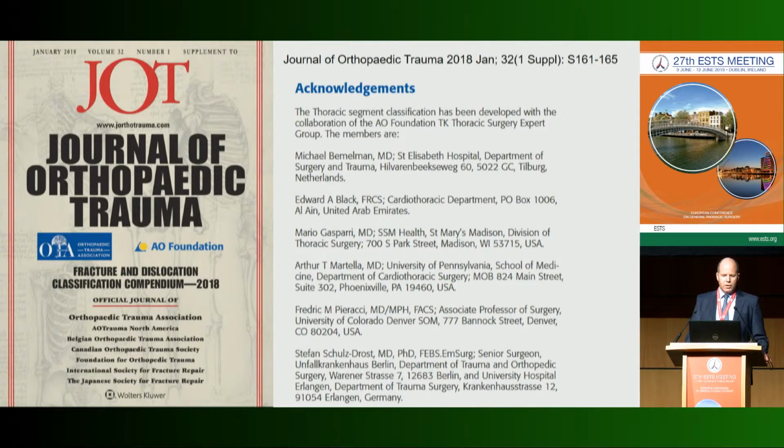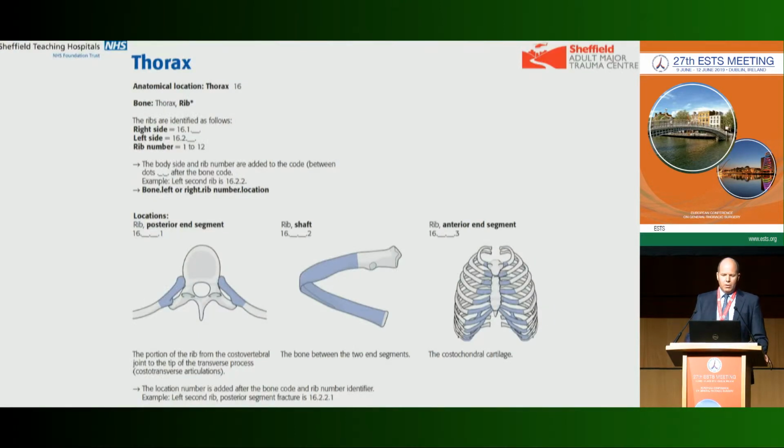So in January last year, you can see the authors for the thoracic elements on the right side of the screen here. This was a publication of some nearly 200 pages covering every fracture of every bone that could be classified in the body. You can see here how the working group looked at the posterior end different to the shaft of the rib and different to the costal cartilage, and I'll come back to this later.